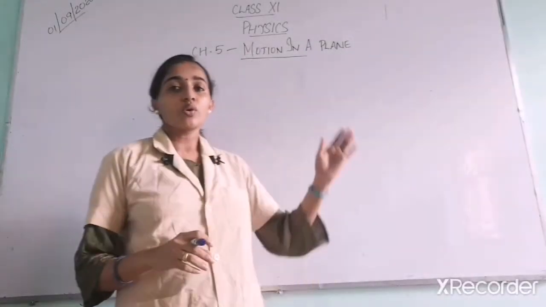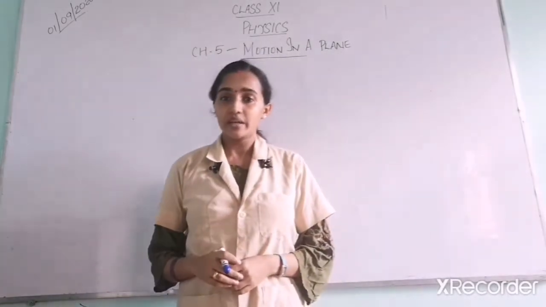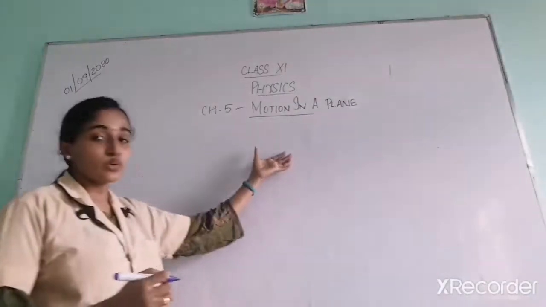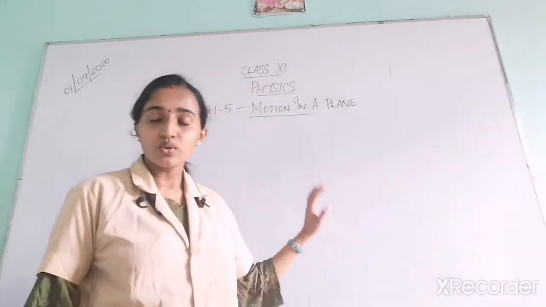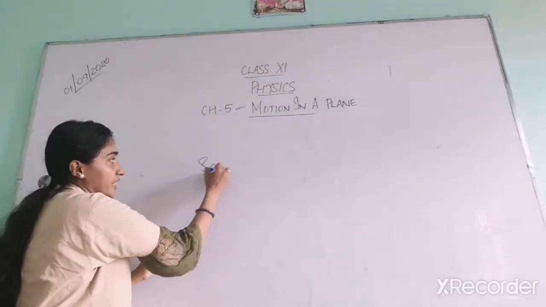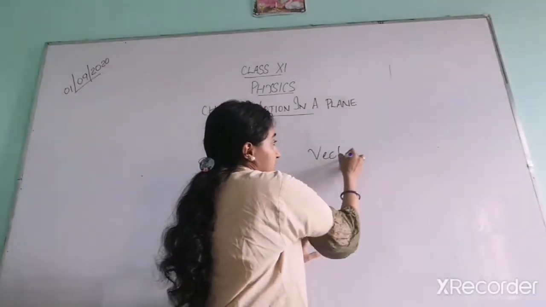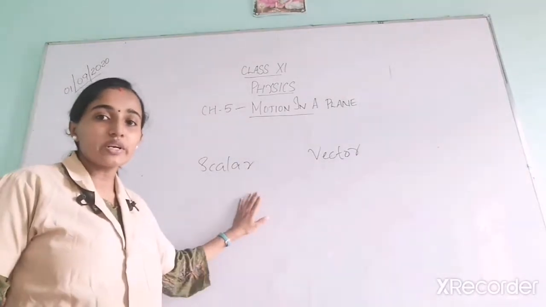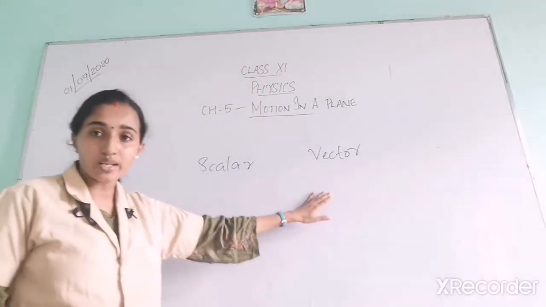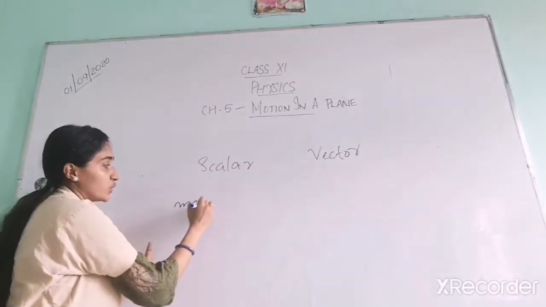Today we are going to start with your 5th chapter, motion in a plane. Like in chapter 5, you know that physical quantities are actually divided into two, isn't it? Your scalar quantities and your vector quantities. Now what about scalar quantities? You have already learned this in your smaller classes. Scalar quantities are those having magnitude only, right?